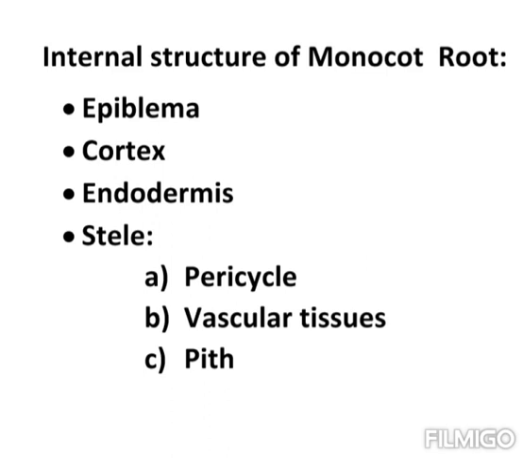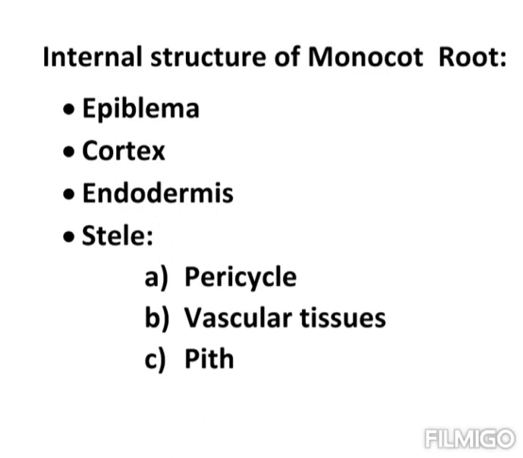Pericycle is a single layer of thin-walled cells. The lateral roots originate from this layer. Again, it is made up of a single layer of cells, and lateral roots originate from this pericycle.